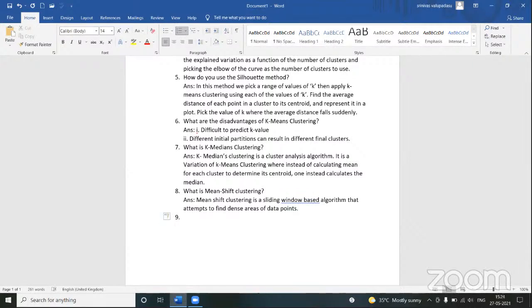What is the advantage of mean shift clustering over K-means clustering? Which advantage do we have over K-means clustering in mean shift clustering?